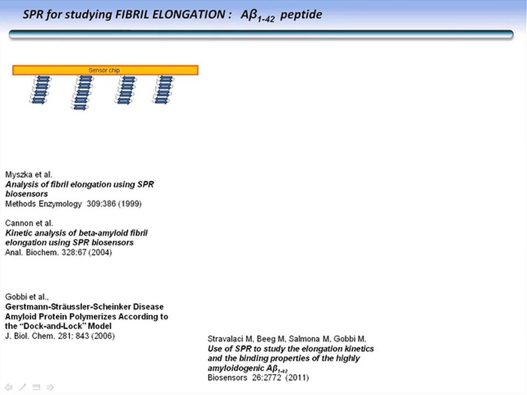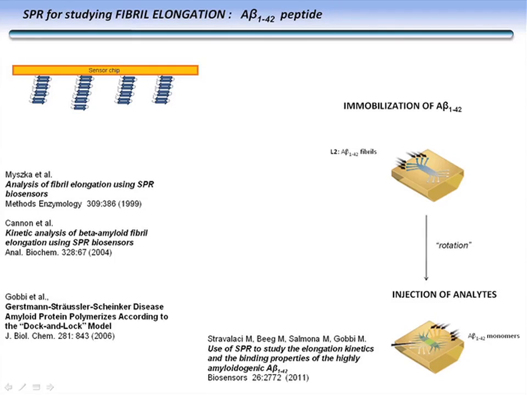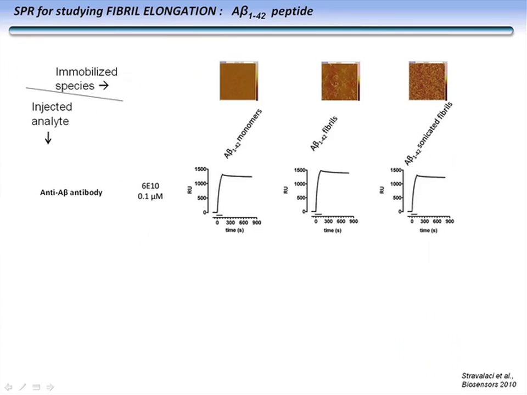How did we perform the experiment? This is very simple. On the Biacore apparatus, we immobilize fibrils in one lane of the sensor chip, and then after rotation, we inject beta-42 monomers to check for the elongation. This is the core of the experiment. However, we also did some other studies to characterize the approach. In particular, we immobilized beta-42 monomers as a control in parallel lanes, and also beta-42 sonicated fibrils, in order to allow a greater number of fibril ends to be suitable for binding. Then we inject different analytes for characterization purposes.